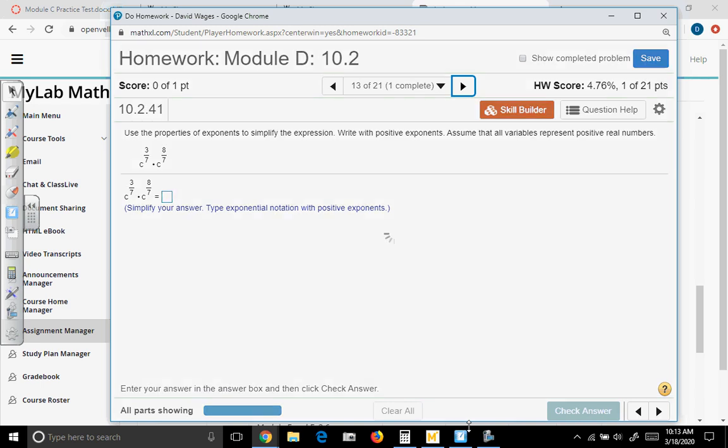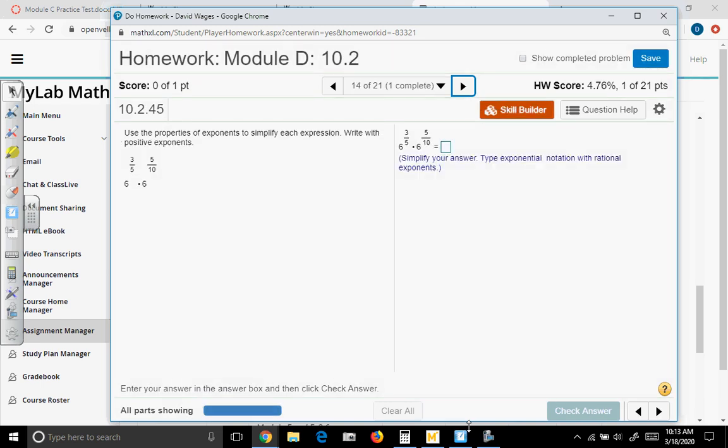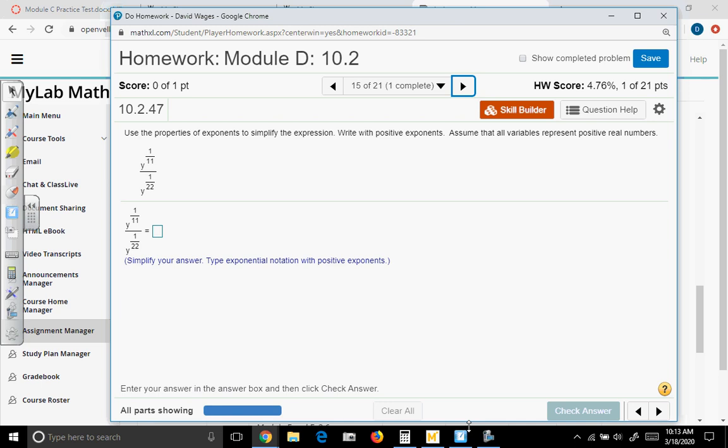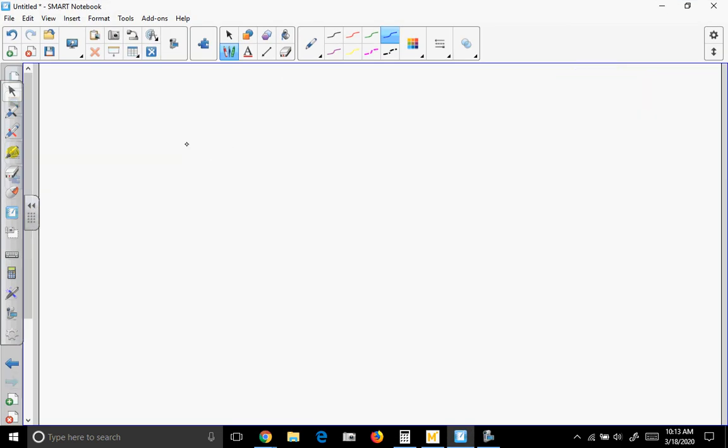We did one like that. We did one similar to that, except our exponents were letters the last time we did one of those. Now let's do this one. Y to the 1/11 over y to the 1/22.